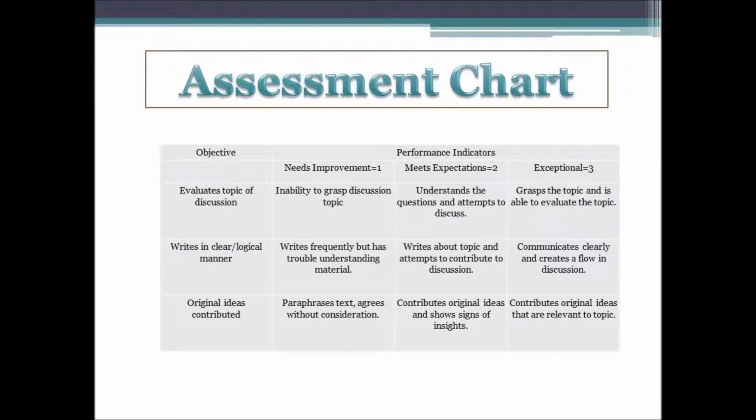The assessment chart that I kept track of on his discussions and journaling activities was a range of 1, 2, or 3, and they evaluated the topic of the discussion, the clear and logical manner in which he either wrote in his journal about the topic or discussed verbally with me, or the original ideas that he contributed to each topic that we did discuss throughout our sessions together.